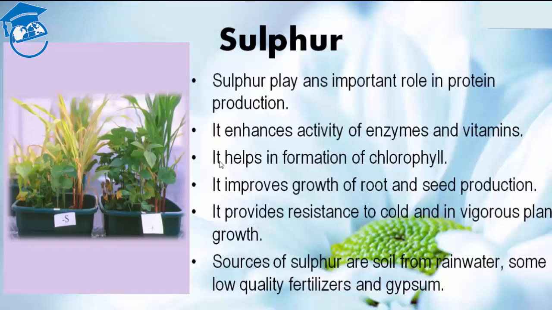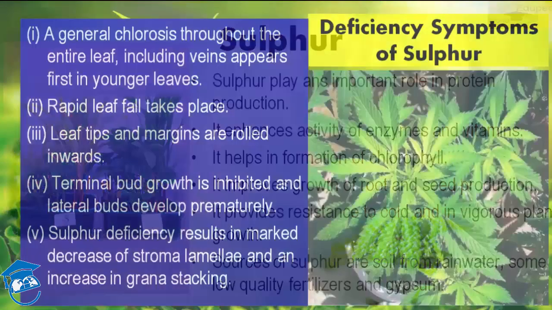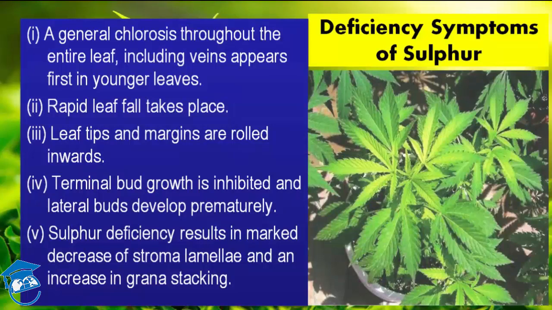Sources of sulfur are soil, rainwater, some low quality fertilizers, and gypsum. These are the deficiency symptoms of sulfur, in which a general chlorosis throughout the entire leaf is seen, including the veins of the leaf. This midline is known as the vein of the leaf. The general chlorosis appears first in the younger leaf. Rapid leaf fall takes place because of the deficiency of sulfur.